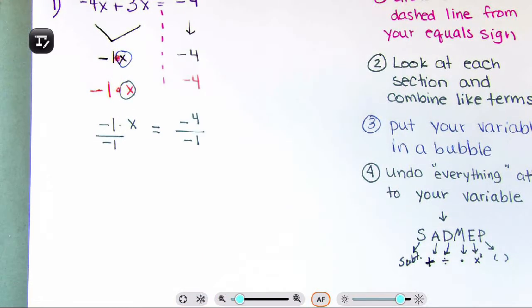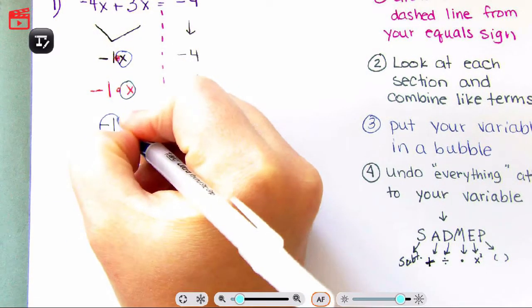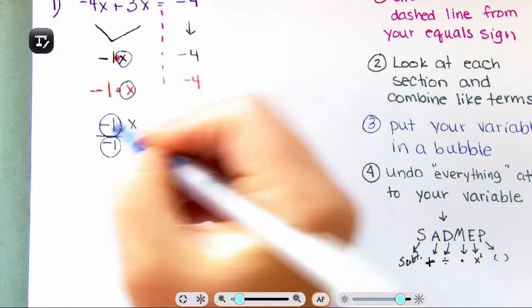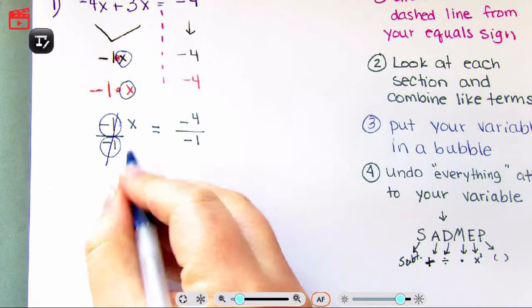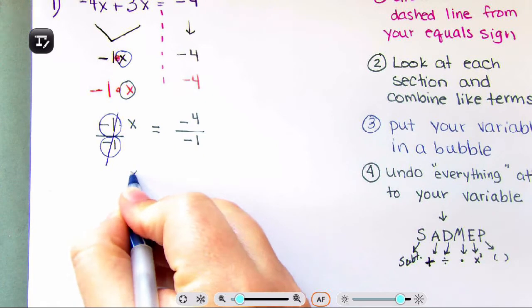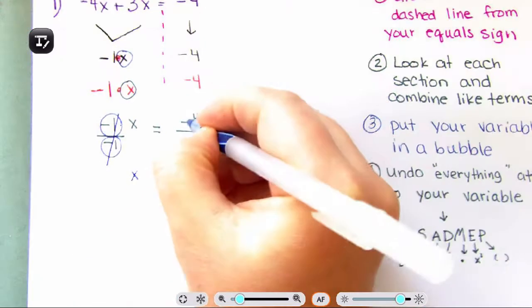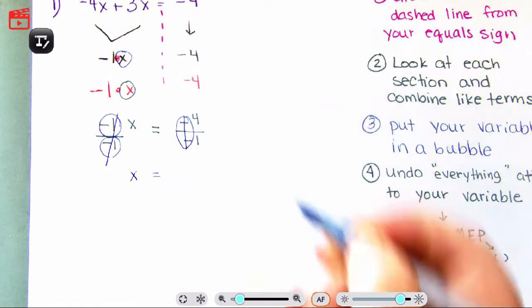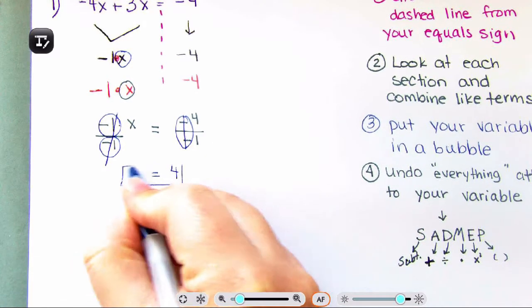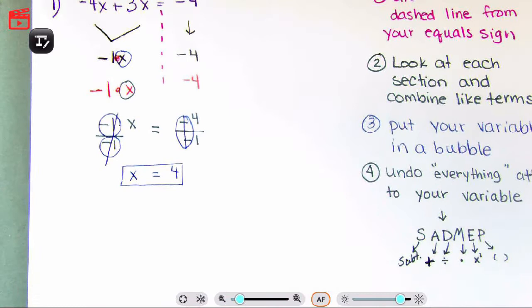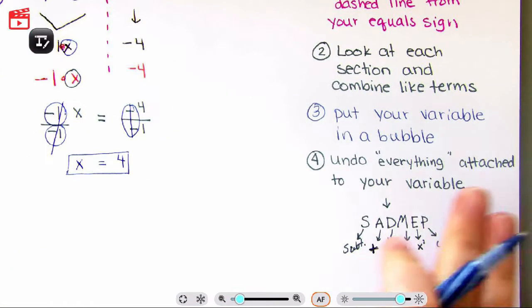If you watched my reducing fractions video, you'll notice that we have a -1 on top, we have a -1 on the bottom. That divides out to just 1. So what do we have here? We have x. 2 negatives make a positive. 4 divided by 1 is just 4, and we have solved our equation. Now, undo everything attached to your variable.